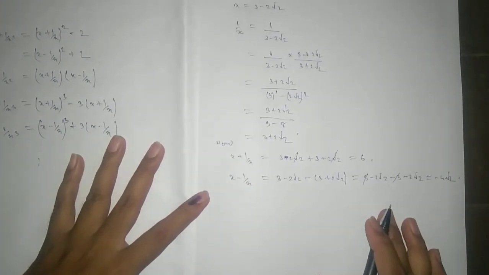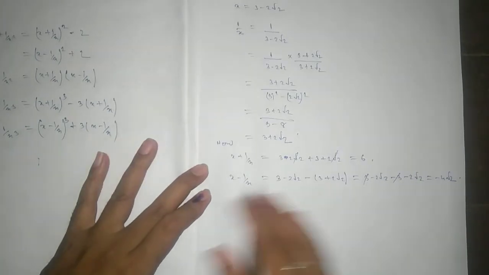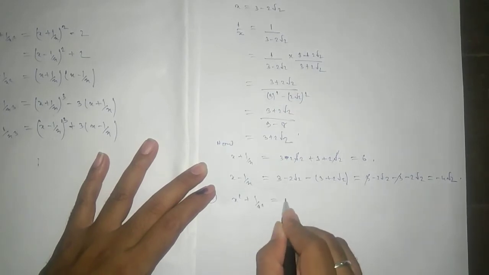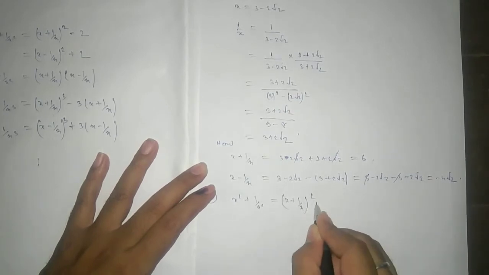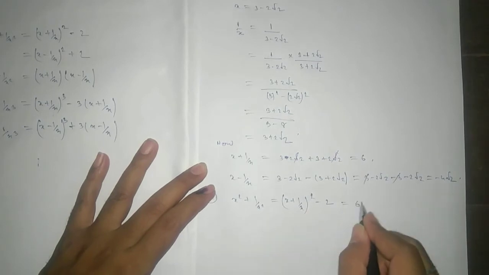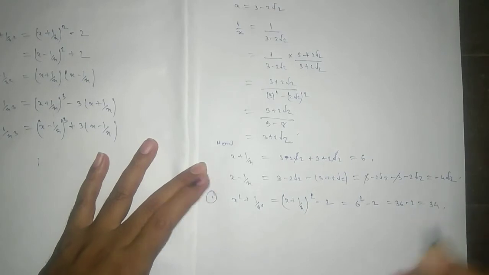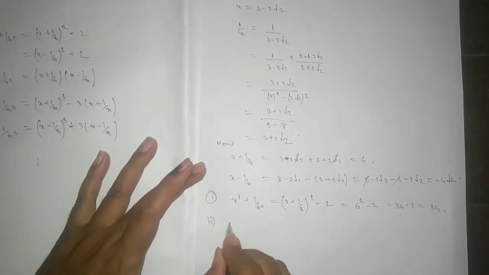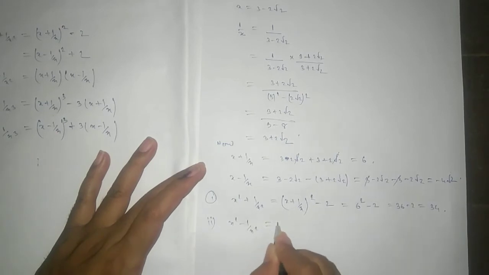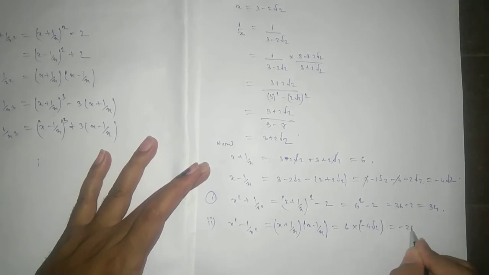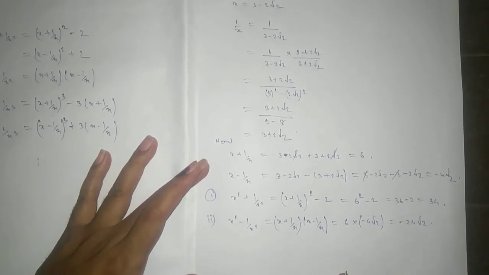Okay, so let's see now. Number 1, that is x square plus 1 by x square. That means x plus 1 by x whole square minus 2. Substitute the value, that is 6 square minus 2. That means 36 minus 2, we get here 34. This is the first one. Second number, that is x square minus 1 by x square, will give you x plus 1 by x and x minus 1 by x. That means one is 6, another is minus 4 root 2. If we multiply, we'll get minus 24 root 2. This will be our answer.